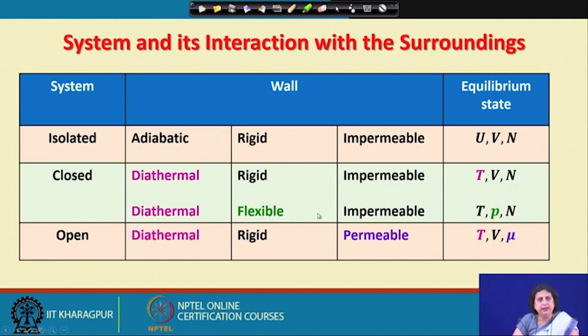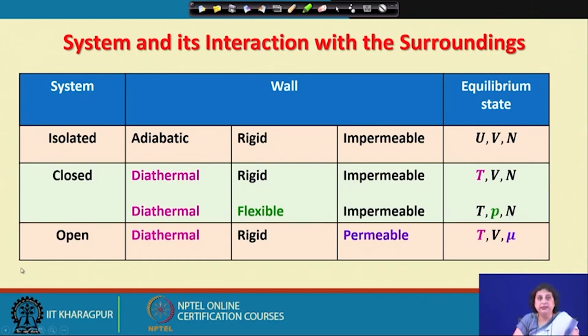You may also think that, in addition to the diathermal wall, let me make at least one of the walls flexible so that the system can exchange volume with the surrounding. Of course, you can do it by attaching a piston, and in that case it is understandable that the equilibrium state will be described in terms of temperature, pressure, and the number of particles.